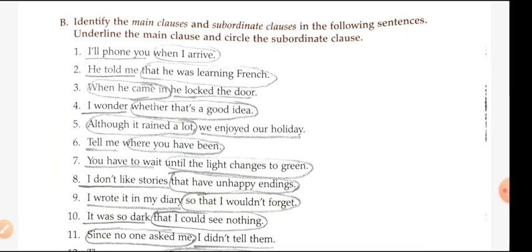Now identify the main clauses and subordinate clauses in the following sentences. Underline the main clause and circle the subordinate clause. I will phone you when I arrive. I will phone you is the main clause. When I arrive, subordinate. He told me that he was learning French. He told me, main clause. That he was learning French, subordinate.